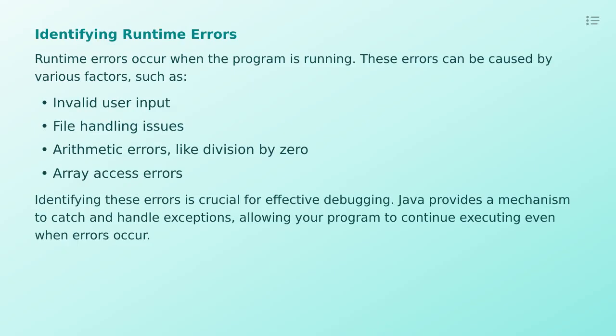Identifying runtime errors. Runtime errors occur when the program is running. These errors can be caused by various factors. First, invalid user input. Next, file handling issues. Also, arithmetic errors like division by 0. The full list is on the slide if you want to review it. Identifying these errors is crucial for effective debugging. Java provides a mechanism to catch and handle exceptions, allowing your program to continue executing even when errors occur.